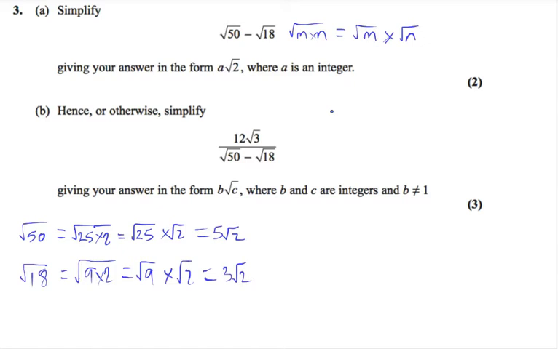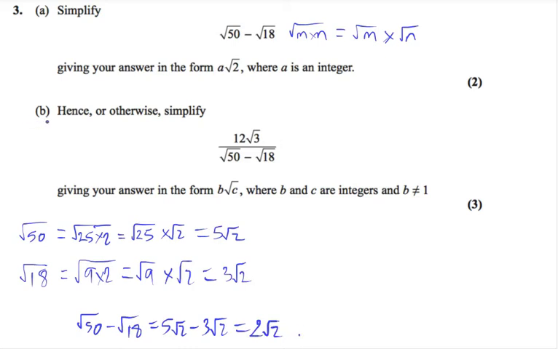So finally, to answer part A, the square root of 50 minus the square root of 18 is the same as 5 root 2 minus 3 root 2. 5 lots of root 2 take away 3 lots of root 2 gives us 2 root 2.